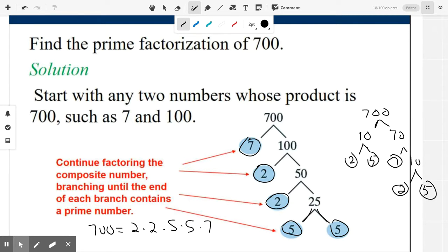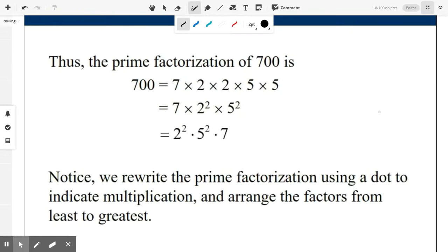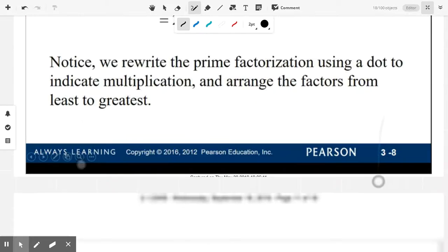Now, most of the time we want to go ahead and shorten that up, and we're going to use exponents. 2 times 2 is the same thing as 2 squared. 5 times 5 is 5 squared, and then 7 is by itself there. So that is the prime factorization of 700. That is the prime numbers multiplied together that will equal 700. Every number that is composite can be broken down in this manner. All right? And there's what we just wrote. So I'm going to go on.